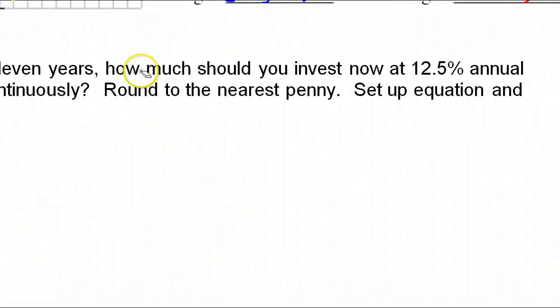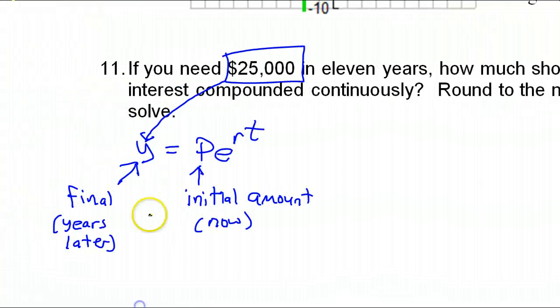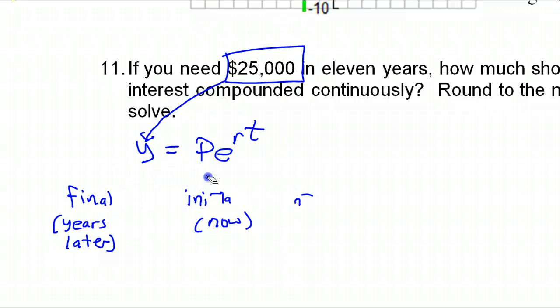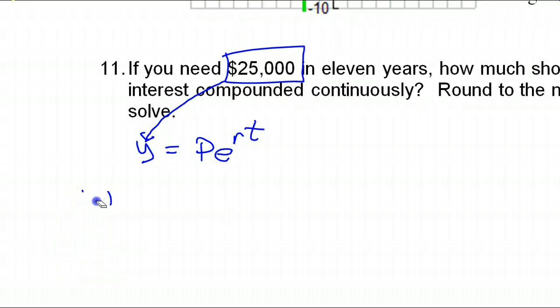By the way, just to read on, how much should you invest now? They're asking how much we should invest now. That means that's the P value and we don't know it, so we have to just leave P as a variable. Just erase this real quick. So that's why the $25,000 goes in for Y out front. 25,000. P, I don't know what it is.